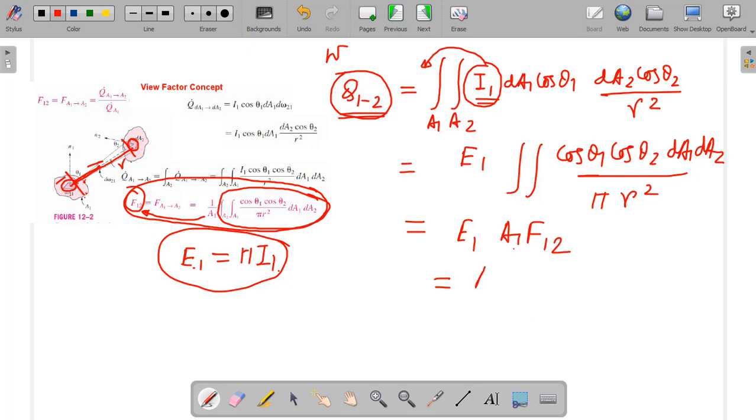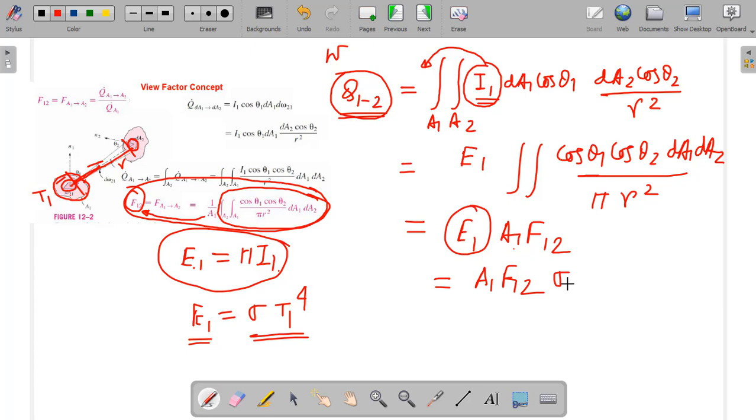And it is clear what this E1 is. This E1 is the blackbody emissive power, and you know that the blackbody emissive power is nothing but sigma into temperature of that surface to the power 4. So if we consider this A1 surface is an isothermal surface of temperature T1, that means everywhere the temperature is the same and that is T1, then blackbody emissive power is sigma T1 to the power 4. So E1 you can replace by sigma T1 to the power 4. So this is what is emitting out of the surface.